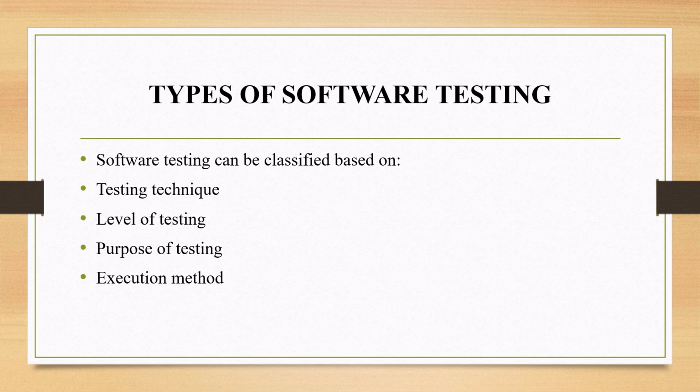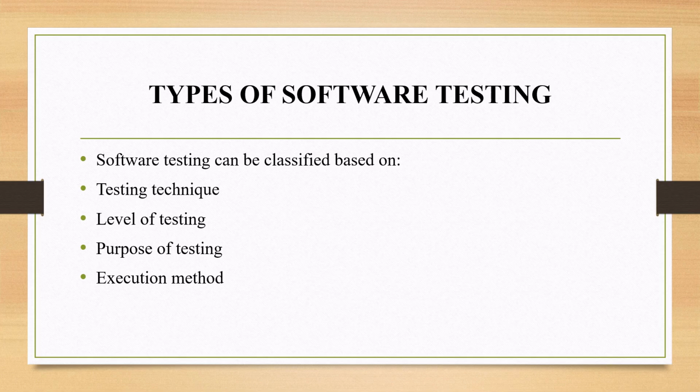Manual testing is performed by human testers without using any automation tools. Testers execute test cases manually, check the outputs, and compare them with the expected result. It is mainly used for small projects, UI testing and exploratory testing.